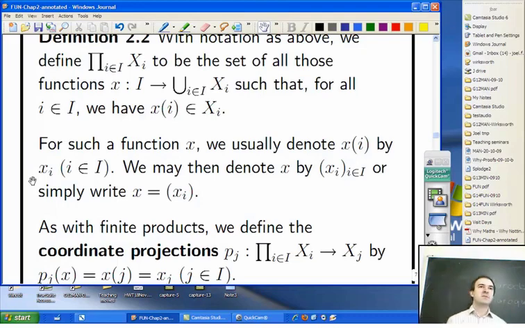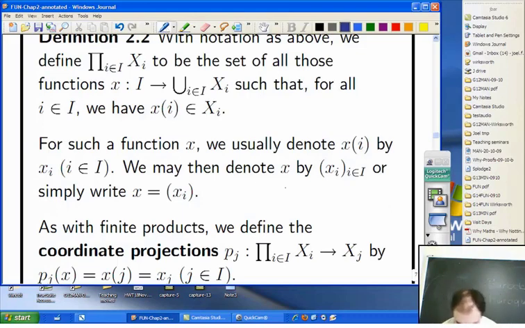But remember, we've no idea what this indexing set I is. I could be the real numbers, in which case there'll be an x sub t for every t in the reals. We'll look at that situation in a moment. I could be a vector space, which is what's going to happen later. So there's going to be one space for every element of your vector space. That's quite a big thing.